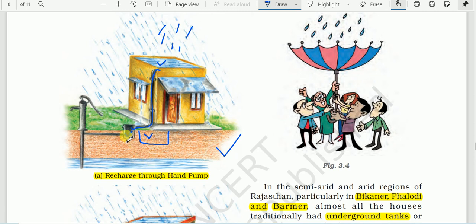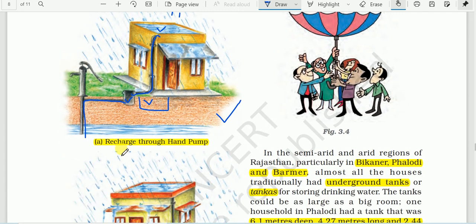And the excess water can be recharged to the underground through the hand pump, or through tube wells, we can recharge it. So this is one of the methods of rooftop rainwater harvesting.